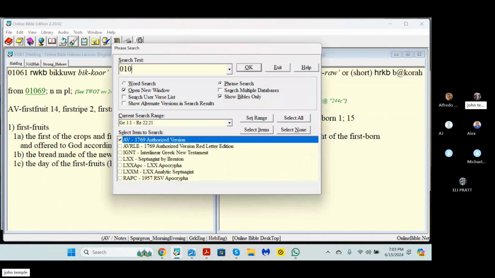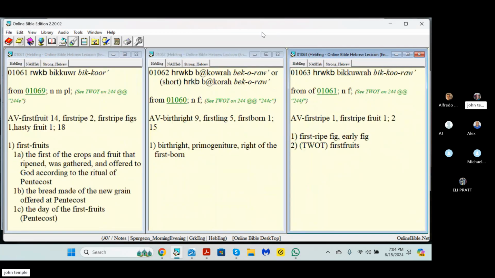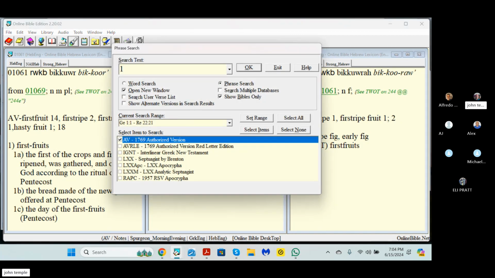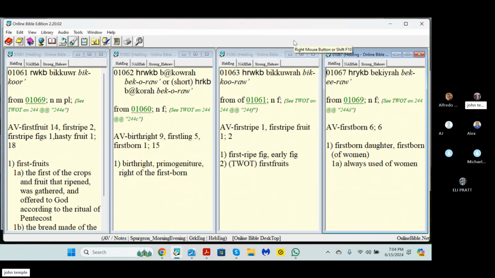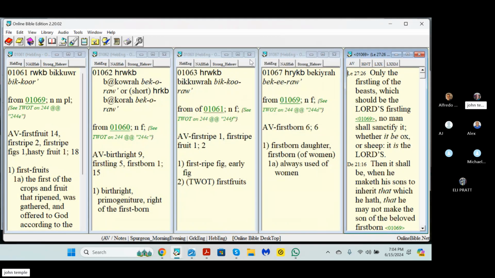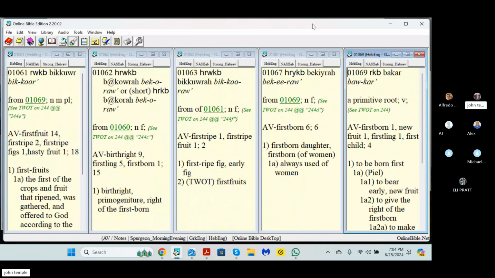We looked at already. I'm just going to put these up here so you'll have them. 1063. Look, there's the two, Hosea 9 and Micah 7, right? That's a Bikorah, first ripe. And then you got 1067. This is firstborn. I guess into a little heavy stuff here with the firstborn stuff. And then 1069. Just click this and see if it comes up there. Good. All right. 1069. And that's bakar. That's the verb.